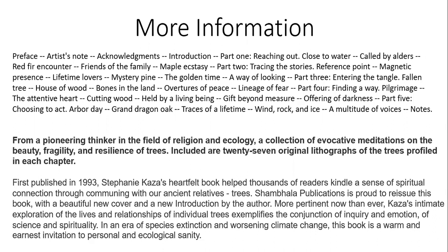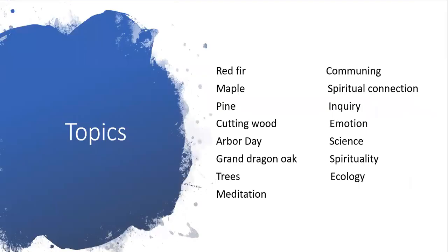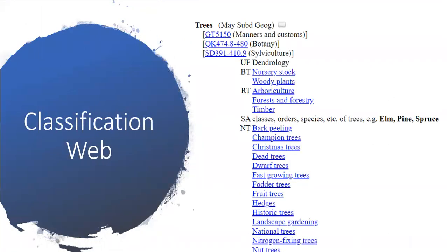Again, we're looking for terms that we can use for our subject headings. So from this, I came up with a list of topics from the table of contents and the keywords. So that's going to give us our starting point so we can start looking for some subject headings, okay? So we're going to look in classification web. So we're just starting with a really broad term of trees.